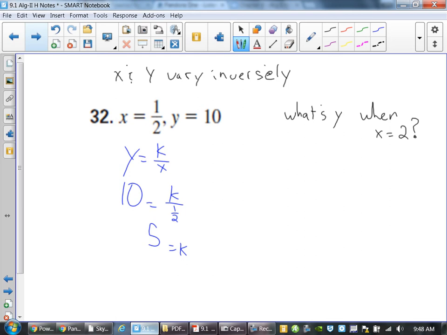So what's y when x is 2? When we use this number here. Just use the improper fraction. 5 halves is all you have to do.